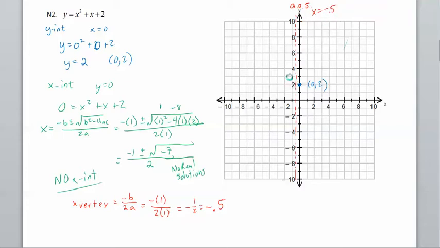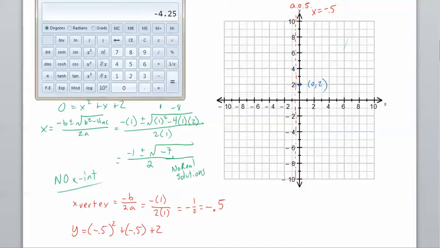So now some of you recognize that, yes, we could reflect this point across right now. Absolutely, you could do that. I'm going to do that later. I still want to finish the vertex. So I got the x value of the vertex. How do I get the y value of the vertex? Well, we take the x value, we put it into the dang equation. So y equals negative 0.5 squared plus negative 0.5 plus 2.